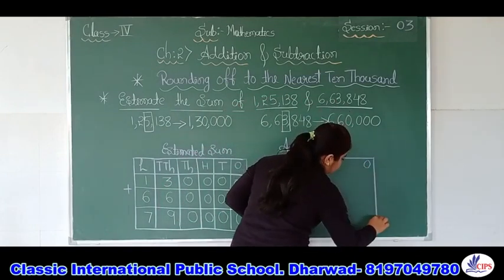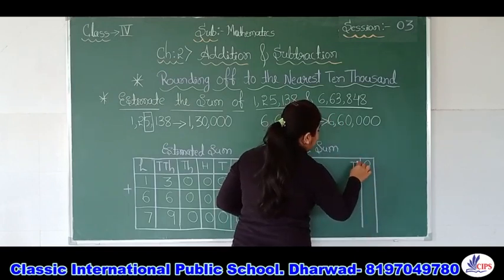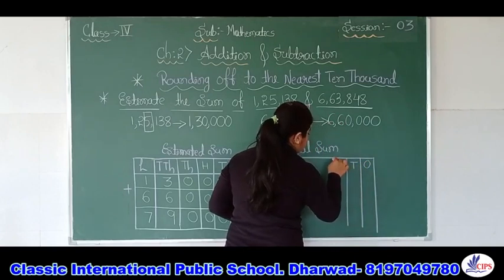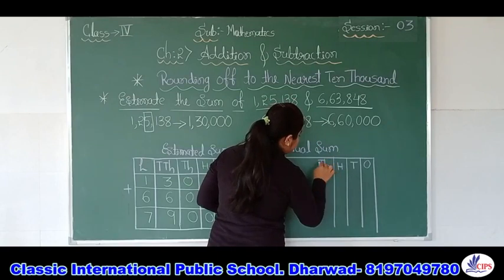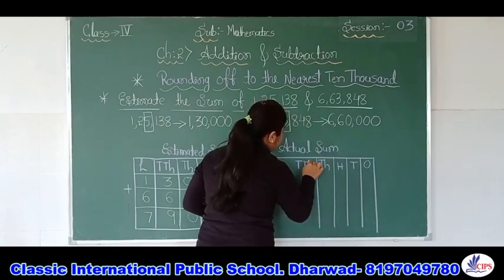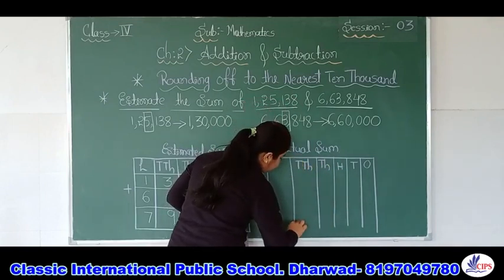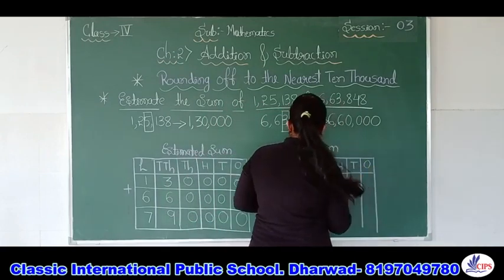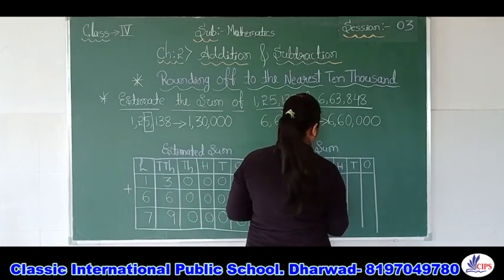Ones, next tens, hundred, thousand, 10,000, lakhs. Okay. So now write this actual one.